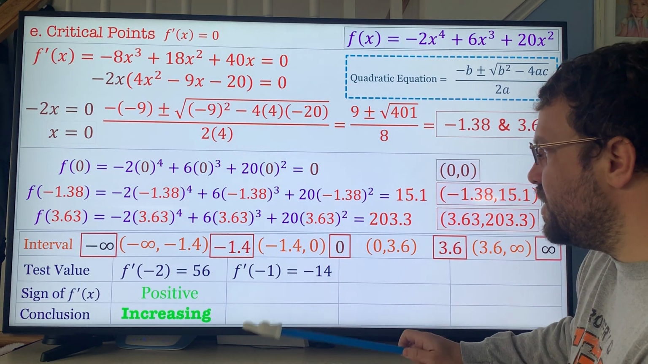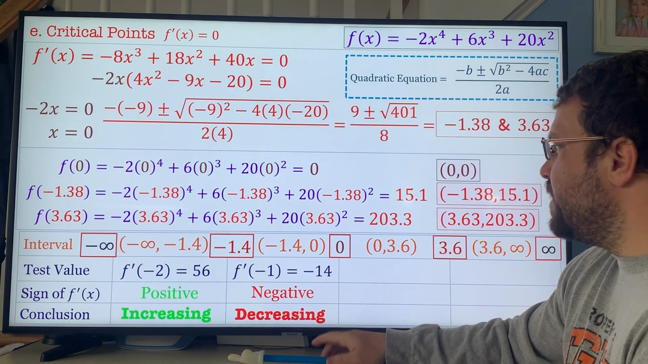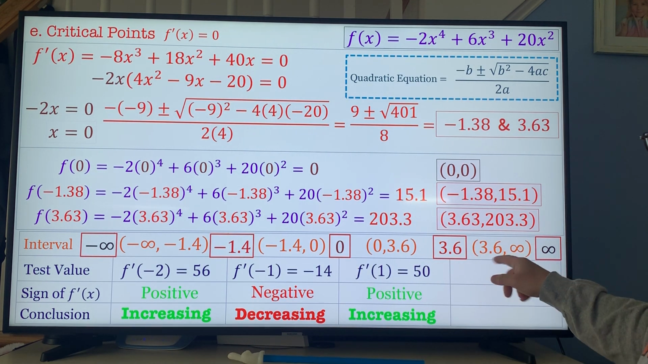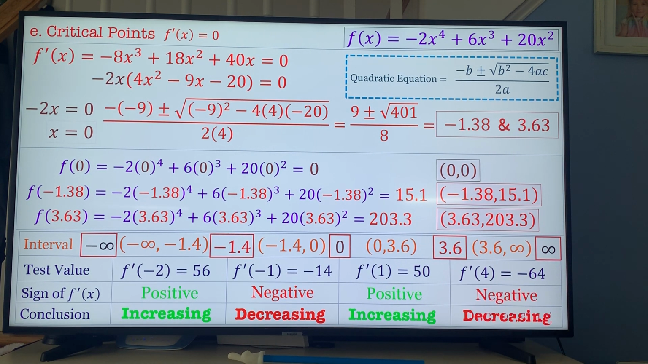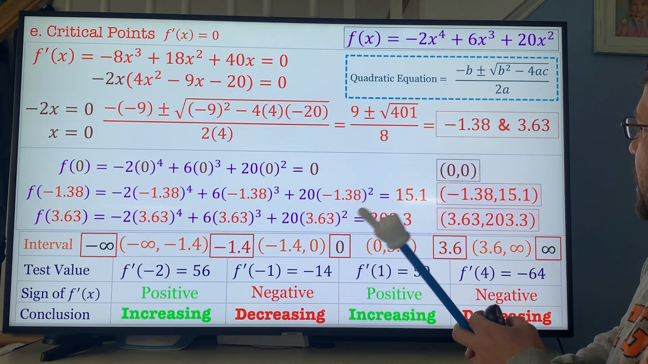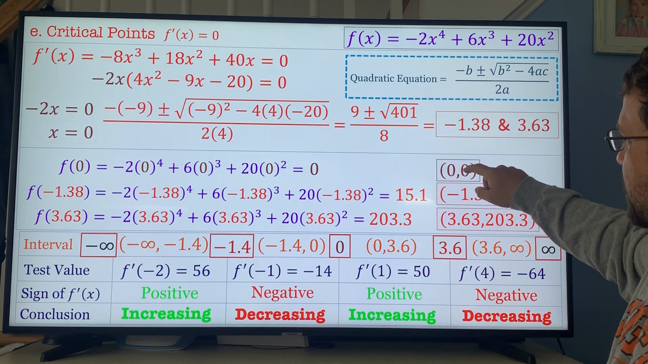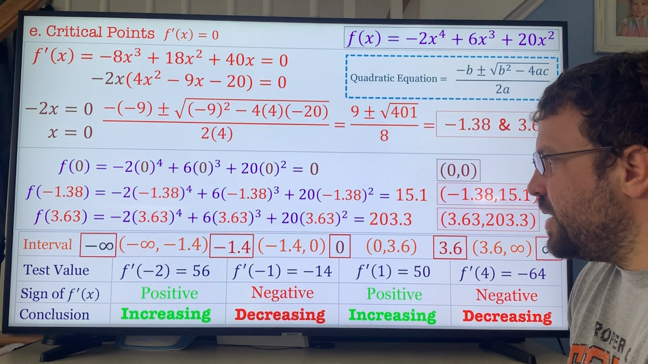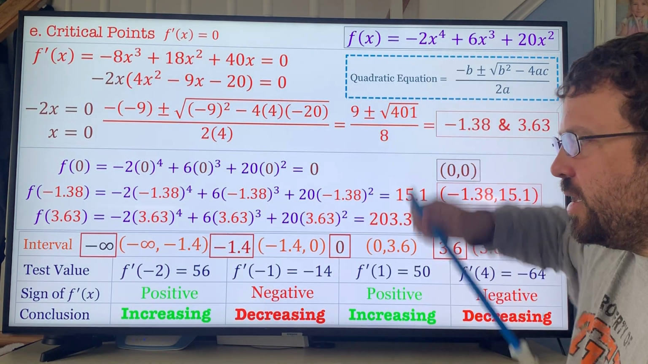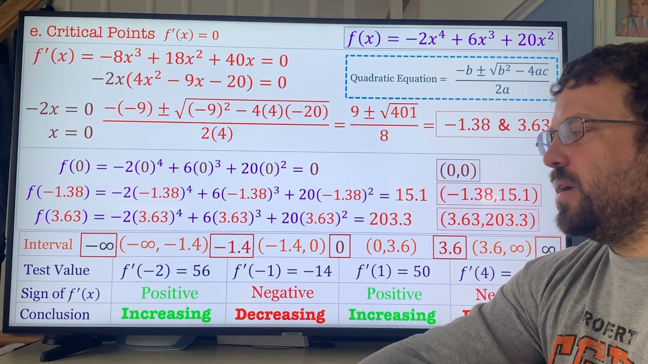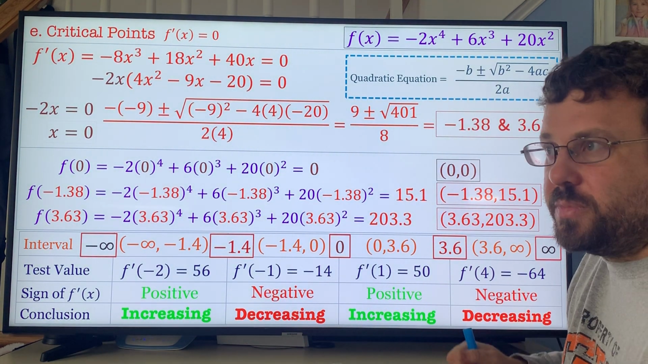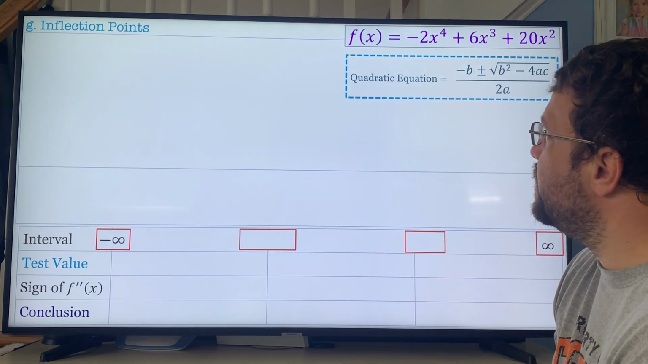Negative 1 is between these two numbers. Negative, decreasing, 1, right? Positive, increasing, and what'd you pick? 4. Negative, decreasing. So your graph is going to increase until it gets to this point, then decrease to this point, increase to this point, and then go back down. And it makes sense because this is increasing, so it's coming from negative infinity, which we said before, and it ends up going back to negative infinity. So as long as your graph makes sense, you know you're doing it right.